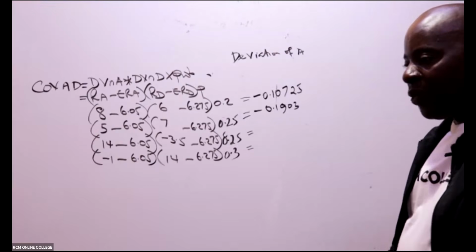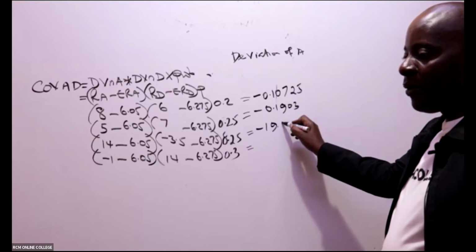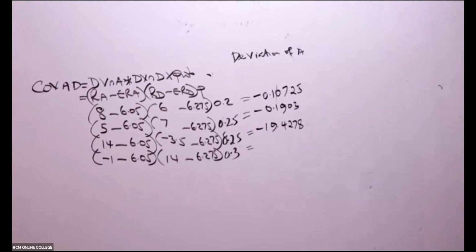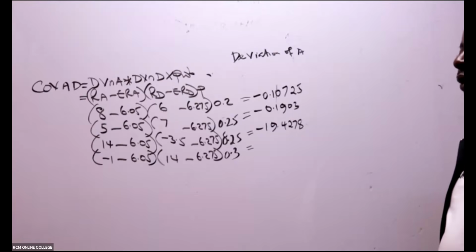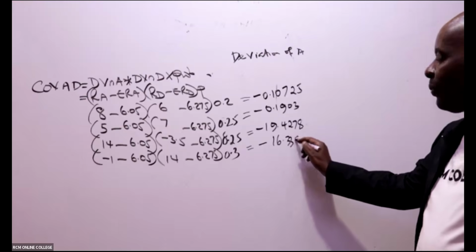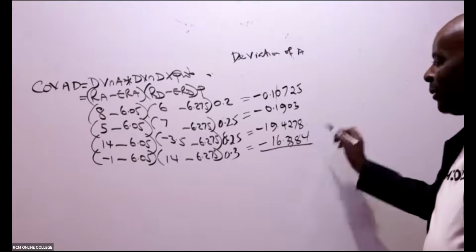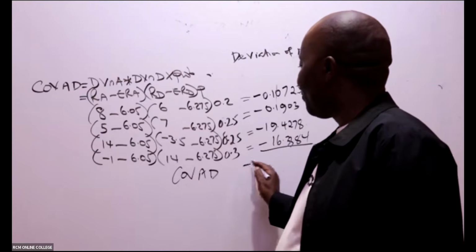So according to Winnie, we are getting negative 19.4278. Thank you so much. How about the very last one? We do it with one stroke of the pen. I'm being given a figure of negative 16.3384. Let me get some confirmations. Thank you so much. So add up everything. In this case, the covariance between A and D is that.